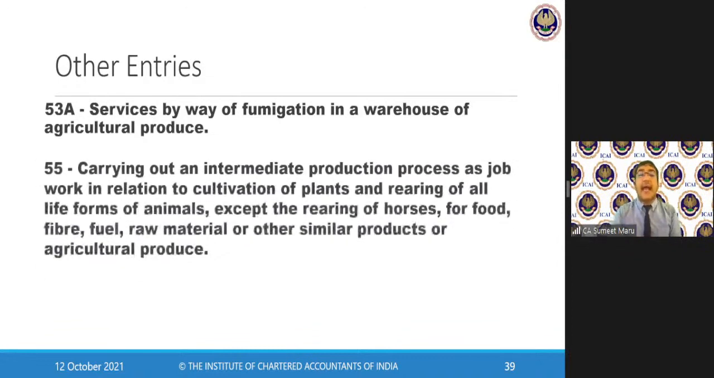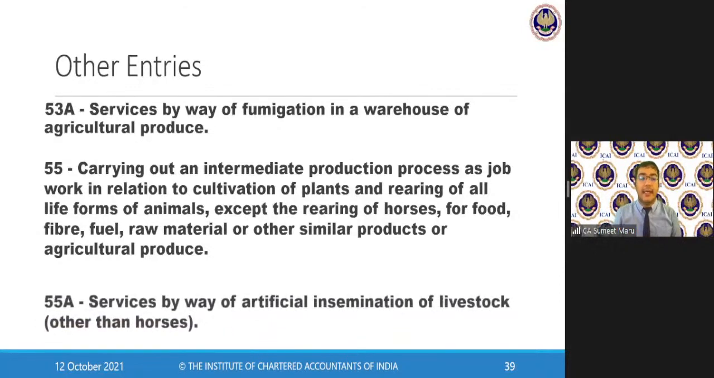Next, carrying out an intermediate production process as job work in relation to cultivation of plants and rearing of all life forms of animals except rearing of horses, for food, fiber, fuel, raw material or other similar products or agriculture produce. Now see what they have said. If you are taking any job work, again for agriculture produce only, it is exempt. If you are doing any job work so as to make their product available in the primary market without altering the essential characteristic, keeping it as an agriculture produce. Now I want everyone to have amazing clarity. What is agriculture produce? Keeping things as they are, sellable in the primary market, not altering the essential characteristics. So if you are doing any intermediate process as a job work, again that is covered under the exemption.